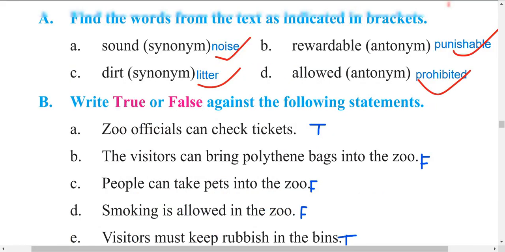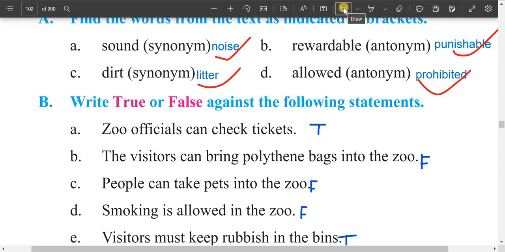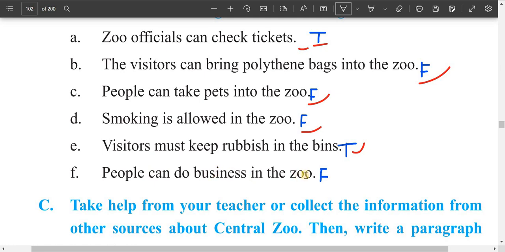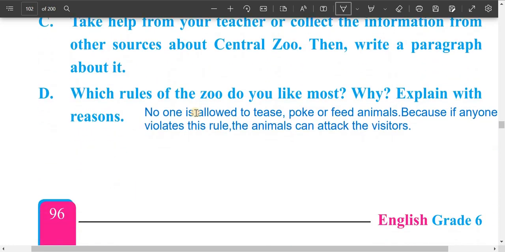Now, dear students, the next exercise is true and false. You see here. Zoo officials can check tickets. This is true. And the visitors can bring polythene bags into the zoo. This is false. And C, people can take pets into the zoo. This is also false. Smoking is allowed in the zoo. This is also false. And E, visitors must keep rubbish in the bins. This is also true. Now, we'll do the next exercise, dear students. F, people can do business in the zoo. This is also false.